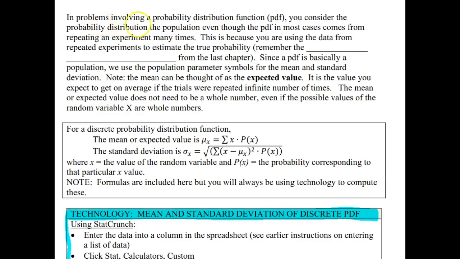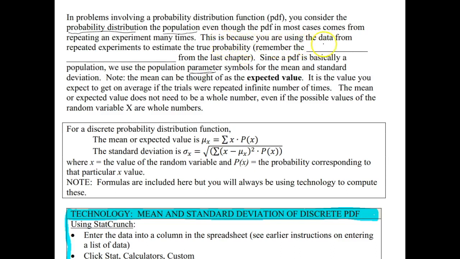So in probabilities involving a probability distribution function, you can consider the probability distribution the population. Again, it's kind of nice that these P words all go together. So probability distributions are for populations. And we're going to see that these populations are why we're going to be using parameter symbols for means and standard deviations as well.